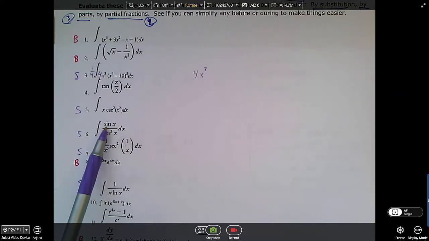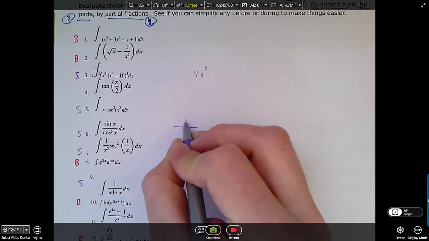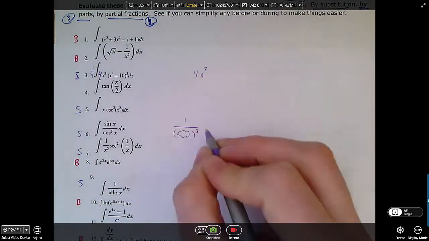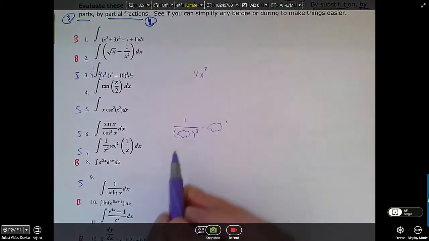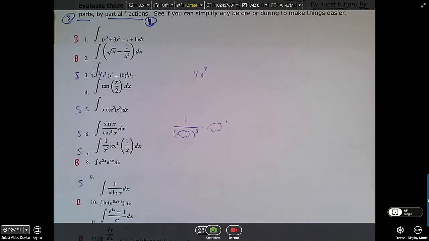However, I noticed that sine is the derivative of cosine, so we could make just cosine be the inner function. So we could rewrite this as 1 over something cubed, where cosine is the blob, and then we've got the derivative of the blob, which is sine x, present up there. This one, you have to be able to do this in your head.